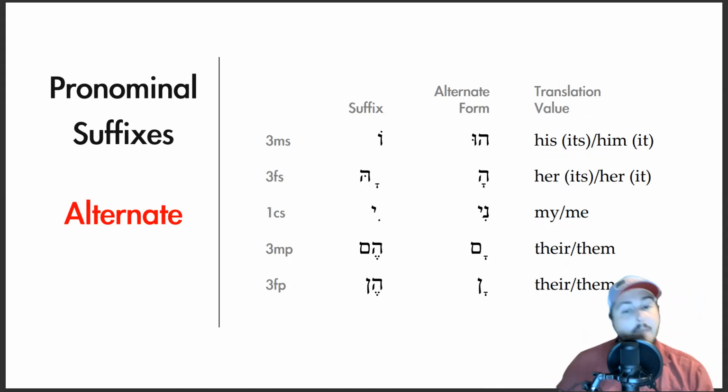Just to make you aware, Martin doesn't have this, but there are alternate forms, pretty similar, a little different. The alternate form of third masculine singular is going to add a hey. The third feminine singular is going to move the commas to underneath it, removing the dagesh. First common singular is going to add a noon. That one's pretty common. You see that quite a bit. Their masculine plural is going to remove the hey, and their feminine plural is going to remove the hey and just have an. So do be aware of those alternate forms. Not super common, but can be tricky sometimes. I believe the cheat sheet I'm going to give you, if you guys show up to next class, I'll have that. Just somebody remind me. It'll have those alternate forms.